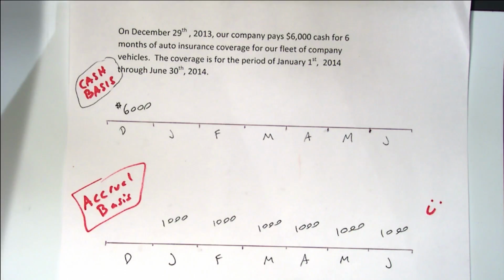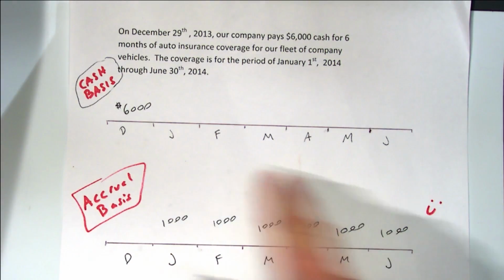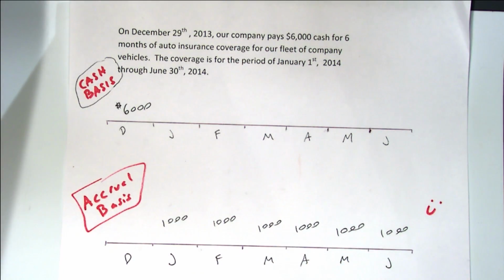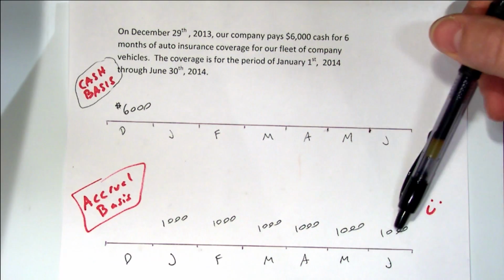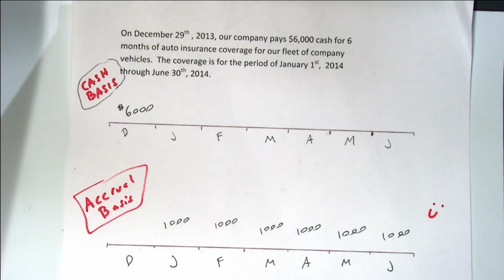Okay, going back to the Elmo. Now I want you to see where this would be a proper following of the matching principle, right? Because didn't that insurance coverage, if we match it to the periods in which it helped create revenues, it is $1,000 for each of those periods. Is that correct? I mean, if we wouldn't have had our fleet of vehicles, we probably could not have conducted the operations. We probably would not have generated any revenues. So the matching principle states that we want to match the expenses to the periods in which they helped create revenue. And that, for this example, would be January, February, March, April, May, and June.